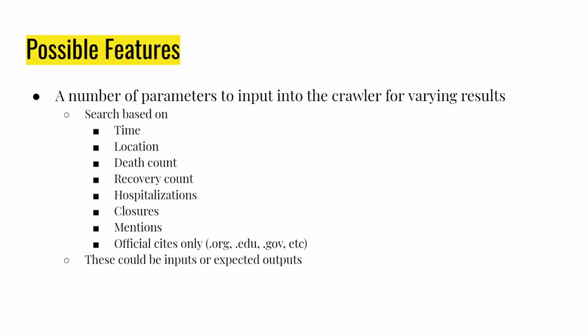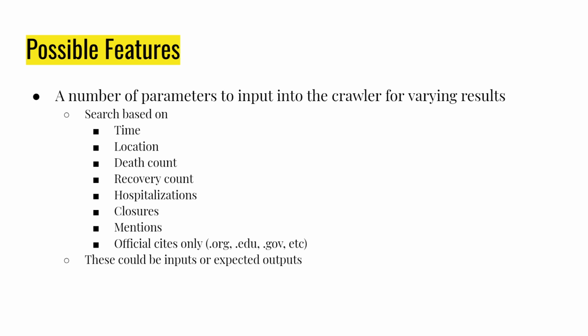You could search based on location, obviously, and if you search based on location and time, that's going to vary because the outbreak started in China, so at the same time but in different locations, the stats are going to vary. Articles that contain information about New York are going to be worse off the rip. You could expect stats on death count, recovery rates, hospitalizations, and closures.